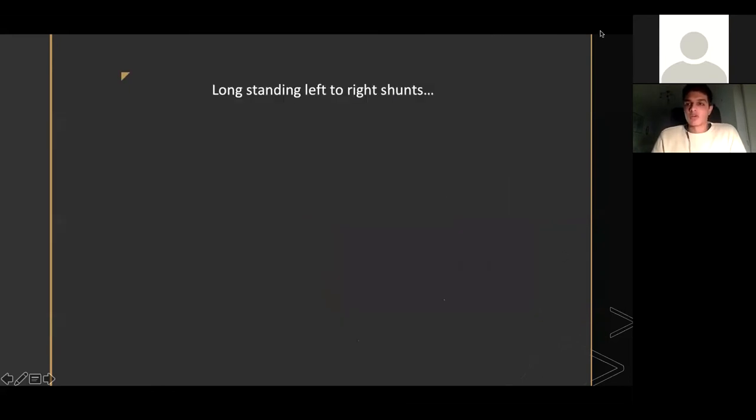Okay, let's keep moving. So long term, that's important to know. I'm telling you about life saving things and things that you're going to get examined on, and I don't want you to miss as an A&E GP pediatrician. Okay, long standing left to right shunts.